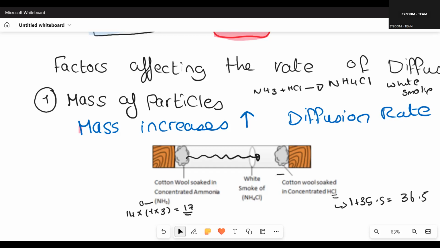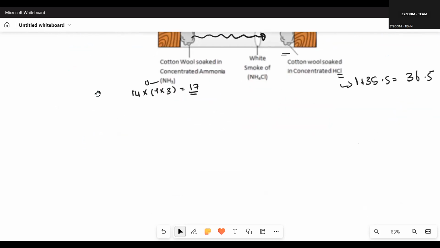So the same idea would come, and it comes a lot during the exams. But it's not the same example. It's not NH3 and HCl, but it's the same idea. It would bring you two different compounds with different masses, and you would guess which would diffuse faster and which one would move to a longer distance. Do you understand? Yes, miss. So this is the first factor.